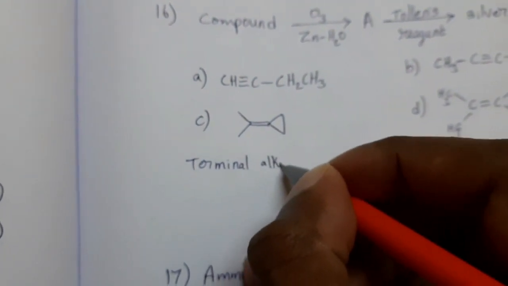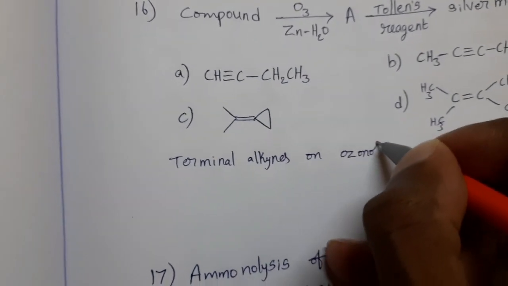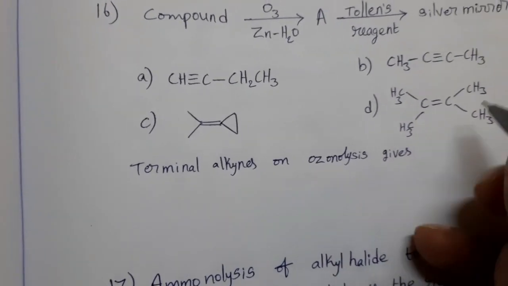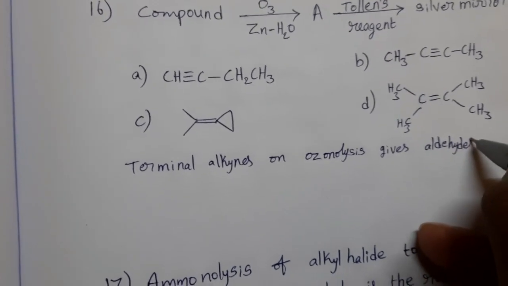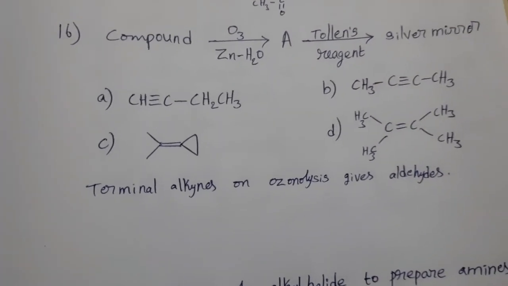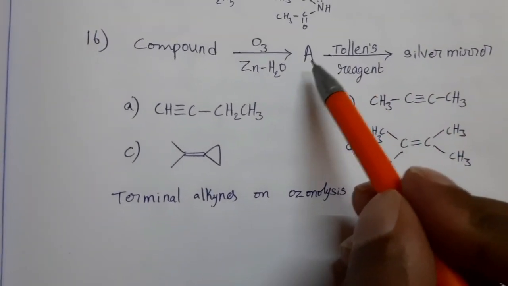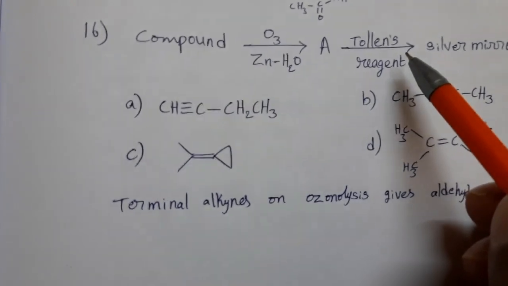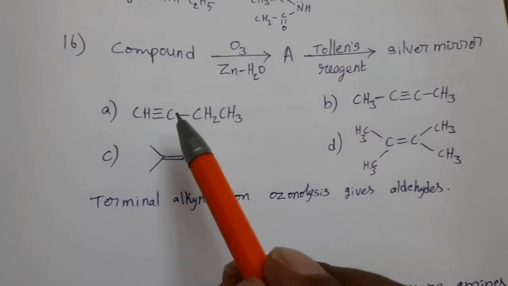Terminal alkyne on ozonolysis gives aldehydes, whereas non-terminal alkynes give ketones. So here we want an aldehyde because it should exhibit the Tollens reagent test. That's why we want the terminal alkyne in the given options. What is that? This one.